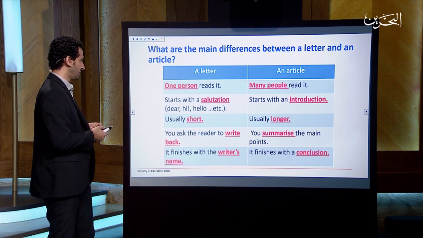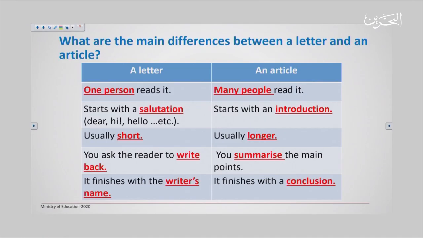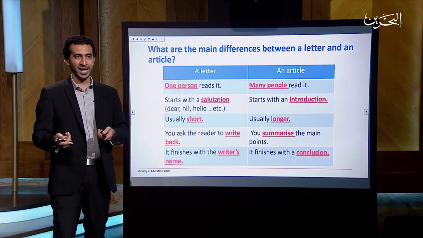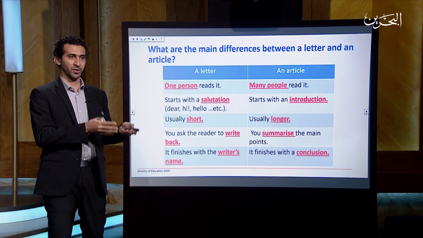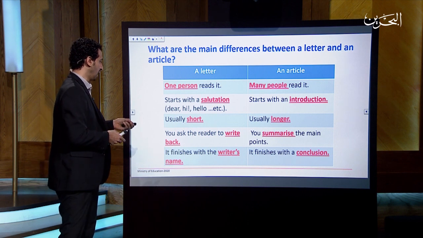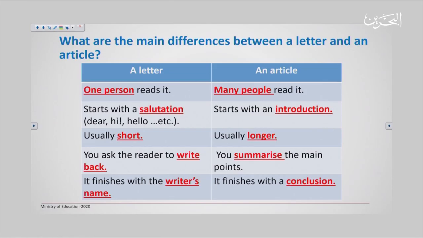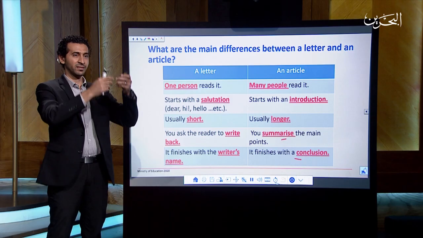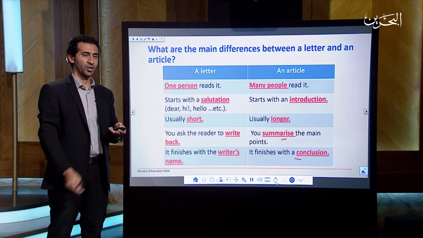The fourth difference is that you ask the reader to write back. So if you want to finish your letter, you ask your friend to write back. While in an article, you summarize the main points. You don't have to ask the readers to write back. You just summarize the main ideas that you have talked about. And the last thing, a letter finishes with the writer's name. So you write down your name at the end of the letter, while an article finishes with a conclusion. And by the way, conclusion and summarizing are related because in the conclusion, you summarize the main ideas, the main suggestions, the main justifications that you make.